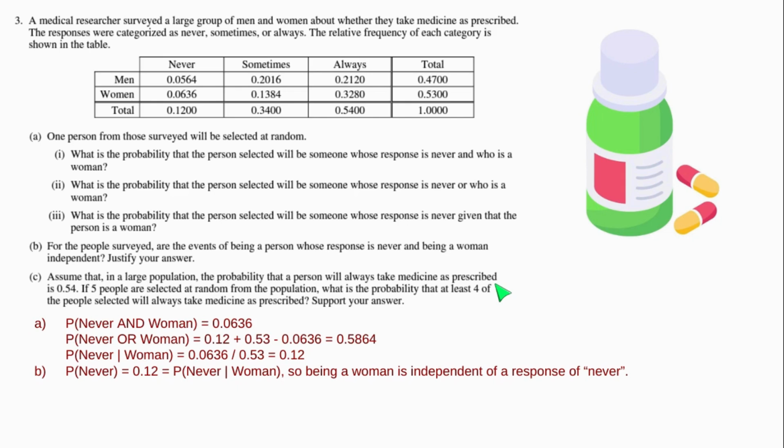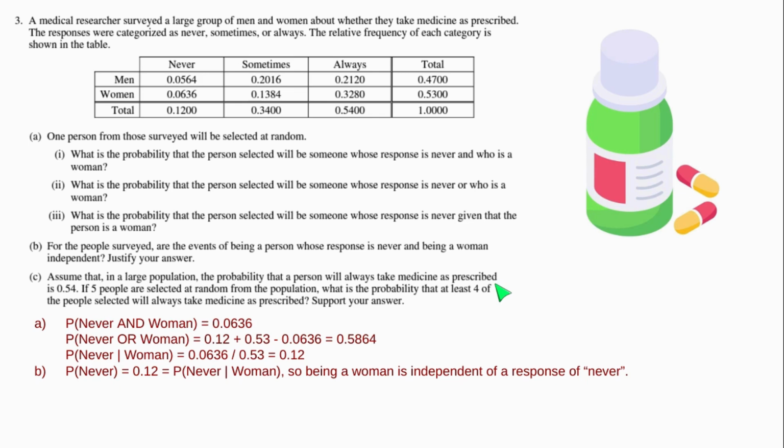Okay, let's look at Part C. Assume that in a large population, the probability that a person will always take medicine as prescribed is 54%. If 5 people are selected at random from the population, what is the probability that at least 4 of the people selected will always take their medicine as prescribed? Support your answer. All right, try Part C. Think of a particular probability model that you could use, maybe a calculator function. Maybe you've seen a problem like this before in a free response section. Hint, hint. Give it a go. Unpause when you're done.